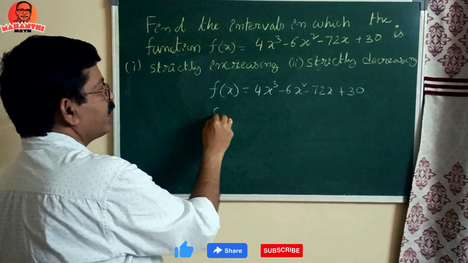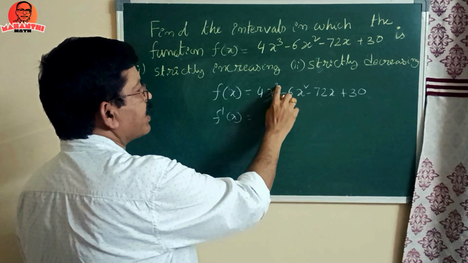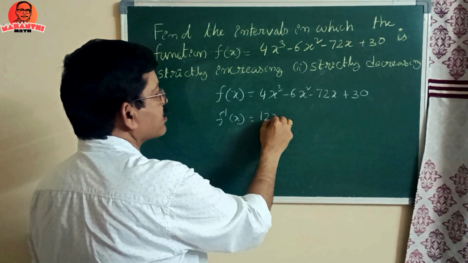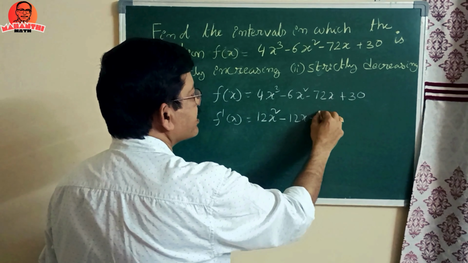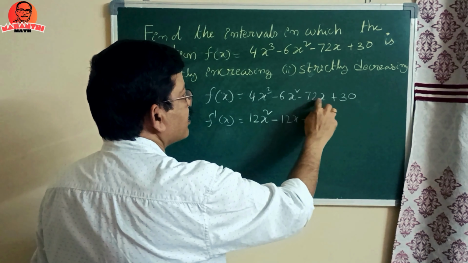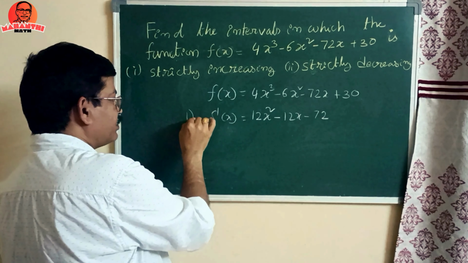The first step is we have to find the derivative. 4 into x cube derivative is 3x square, 3 into 4 is 12x square, minus similarly here 12x, minus 72 into x derivative is 1, so 72 into 1 is 72, 30 derivative is 0. This is the first step.